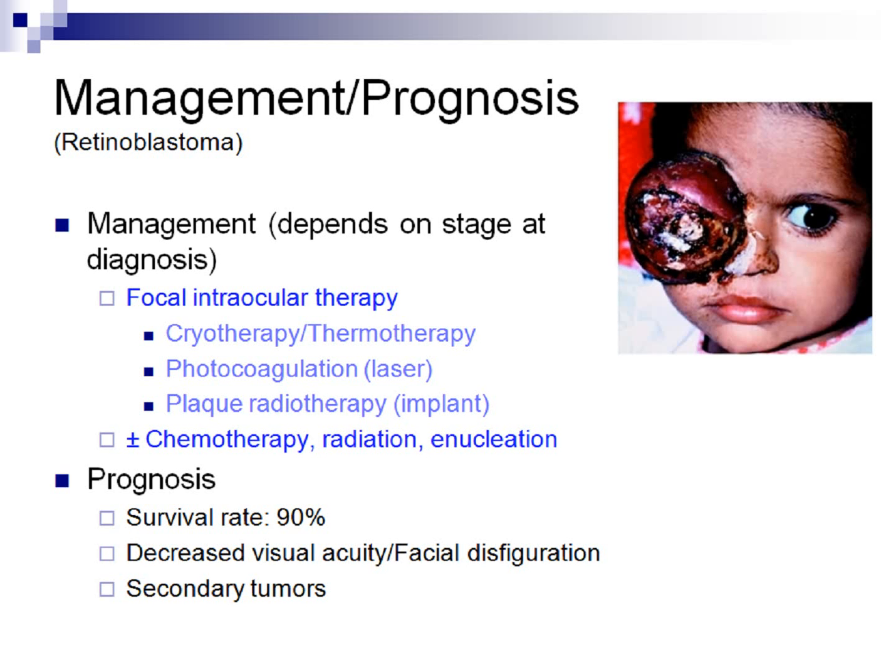And these kids actually do very, very well. They have a survival rate of about 90%. Many have decreased visual acuity. Some may have facial disfiguration. And again, they may have metastasis and secondary tumors, which become a concern. But all in all, these kids do well if we can pick it up early, and obviously they don't progress to this magnitude.